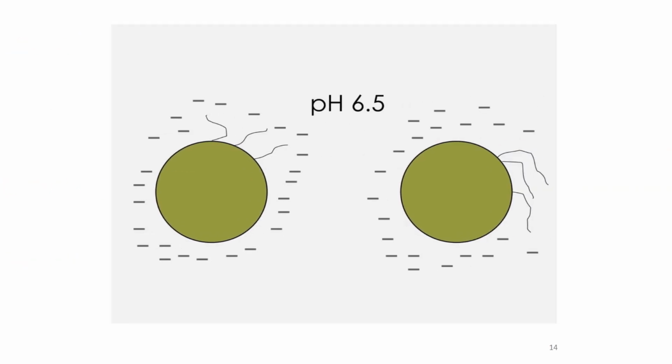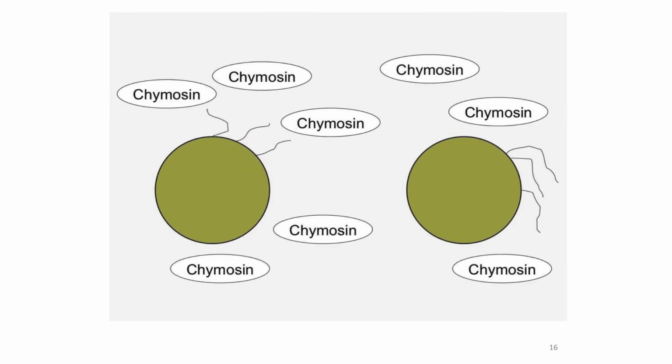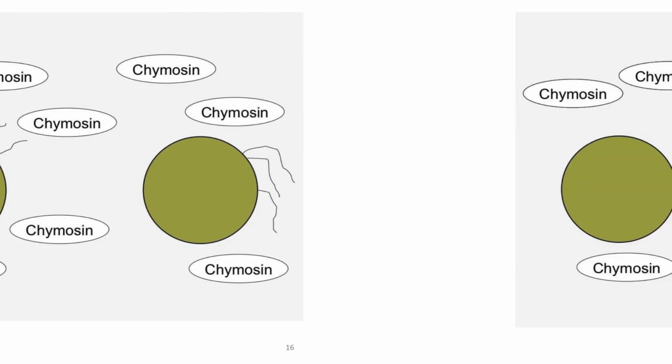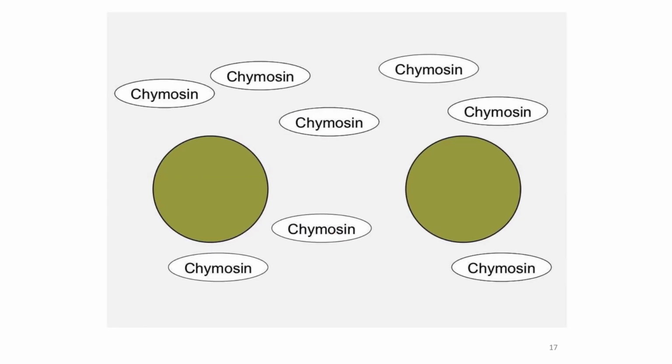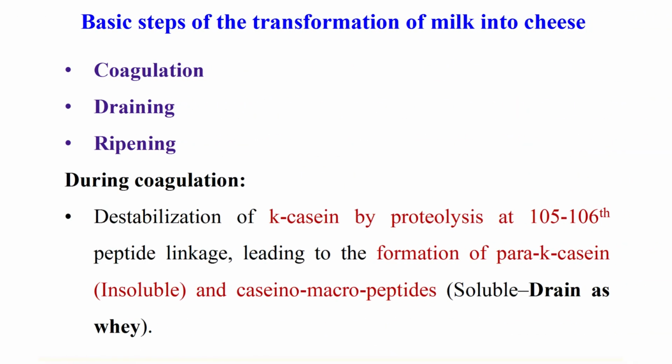This process can be viewed in stages. pH 6.5, stable micelles. Lowering pH to 4.6, achieved by heat or acid. Enzymatic action. Chymosin acts on micelles, clipping off stabilizing hairs. Aggregation. Micelles come together to form a network. Essential process steps. The transformation of milk into cheese involves coagulation, draining, and ripening.